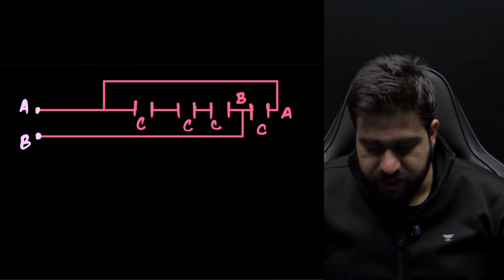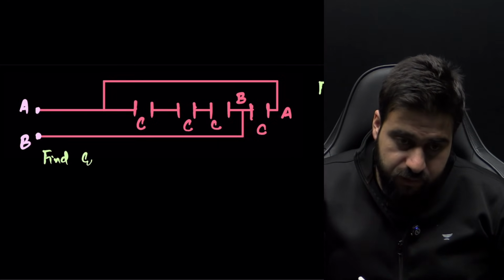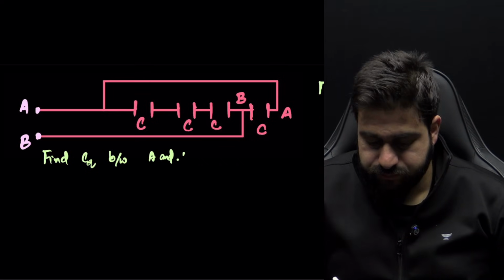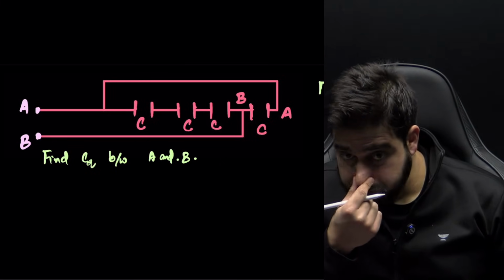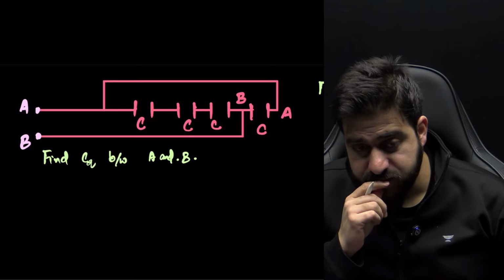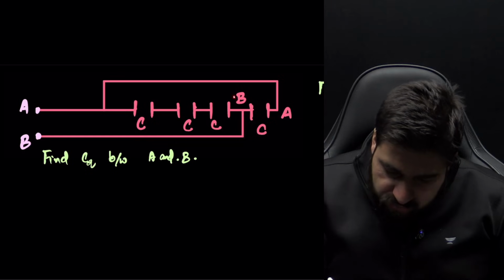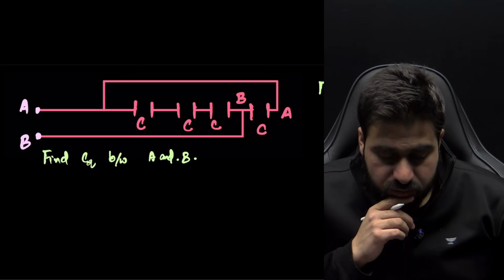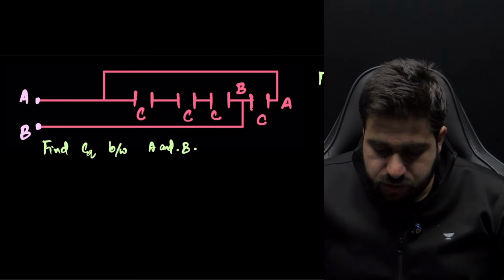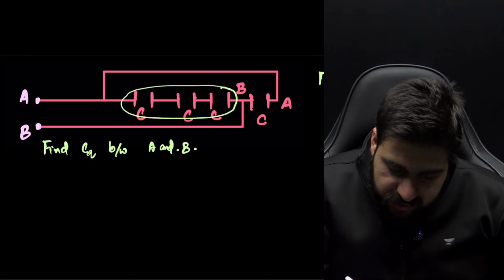Like you have over here. Guys, what is the equivalent capacitance between A and B? Find the equivalent capacitance between A and B. See, first and foremost thing, these three are in series. So C and C are in series. When the capacitors are in series, their equivalent will be C by 3.